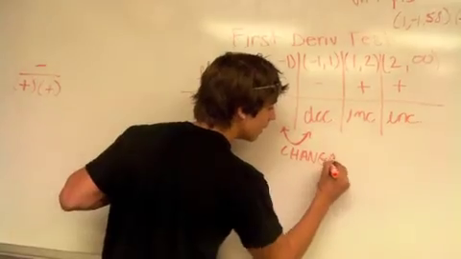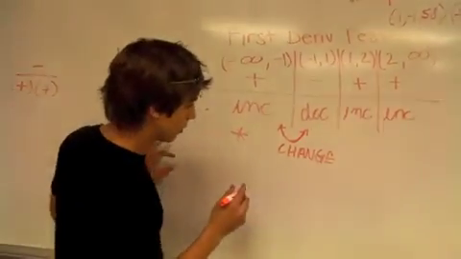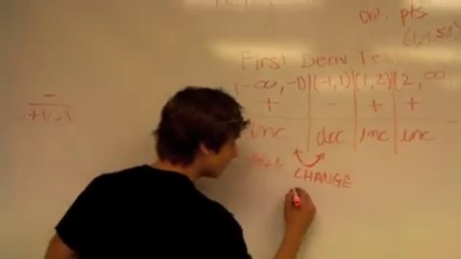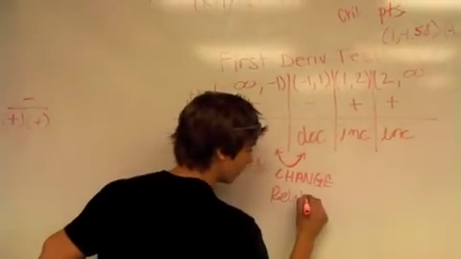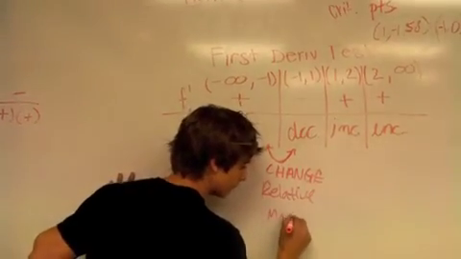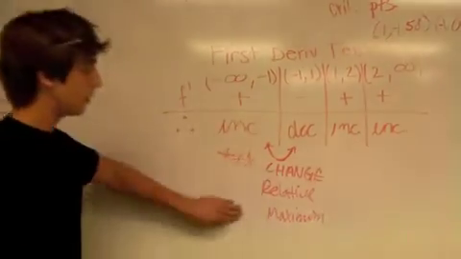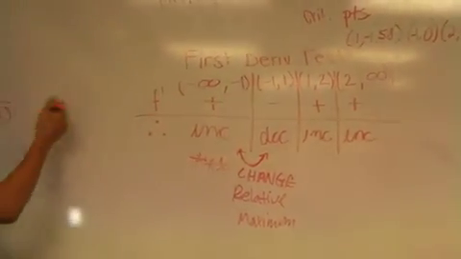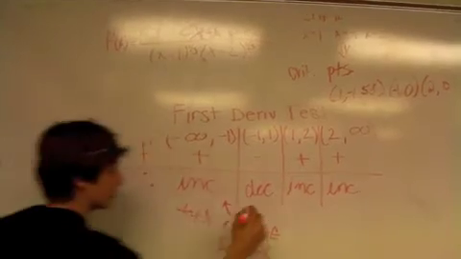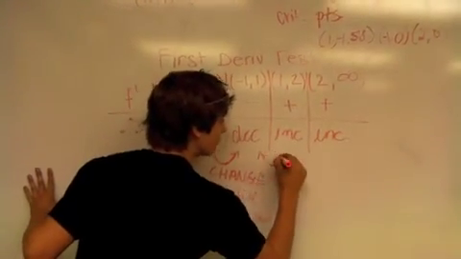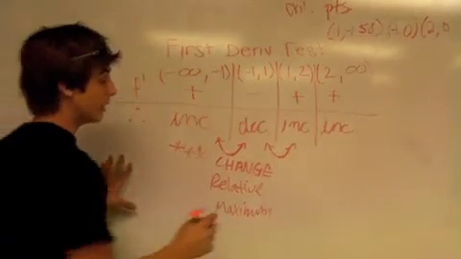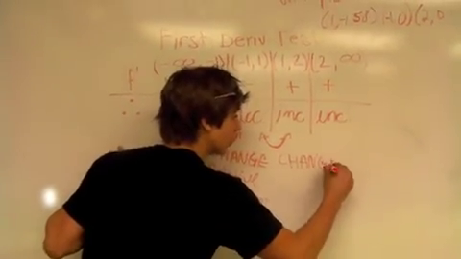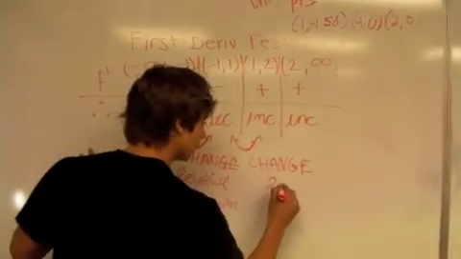This is important. Alright. Important. It deserves 3 stars. This change is a relative maximum. You all get that, right? Then we're going to plug in from 1 to 2. We're going to plug in 1.5, making it increasing. There is another change here, from decreasing to increasing. This is a change, but it's going to be our relative minimum.